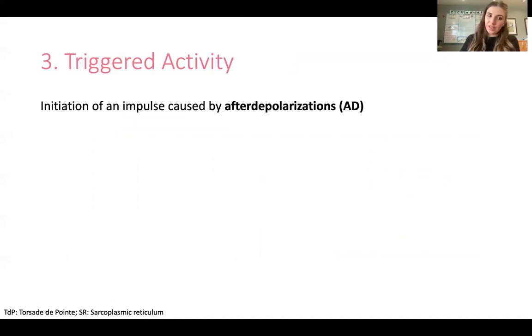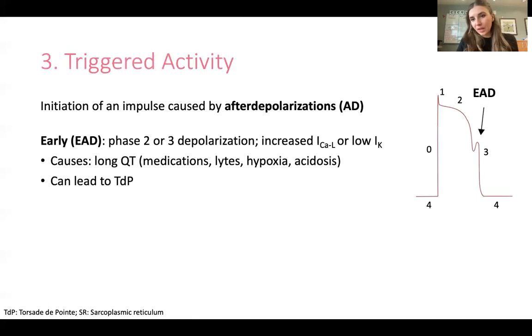Triggered activity is basically when you have an after depolarization after your impulse. And there could be early after depolarization. This occurs either during phase 2 or phase 3. So remember, phase 2 was really focused on calcium channels, and phase 3 was potassium. So in this circumstance, maybe we had too much calcium coming in, or we don't have enough potassium to bring us down to that resting membrane. There are many reasons as to why this happens as well: medications, lytes, electrolytes, hypoxia, acidosis.